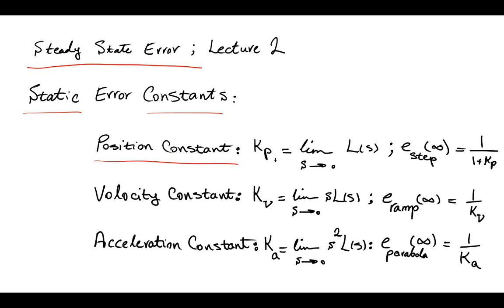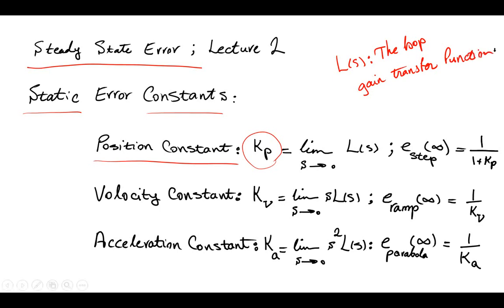Position constant Kp is defined as the limit s going to 0 of L of s. What was L of s? L of s was the loop gain transfer function, or sometimes called loop gain function.